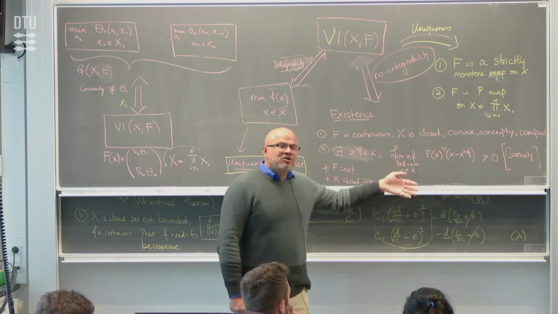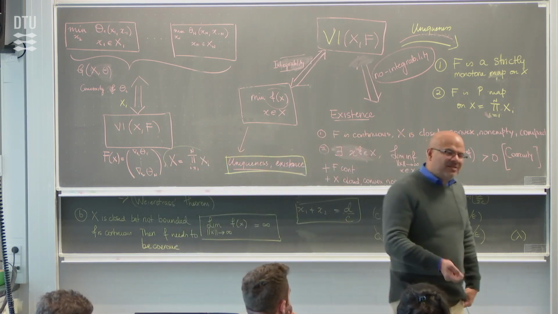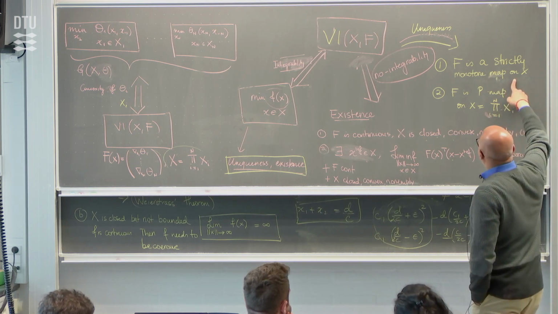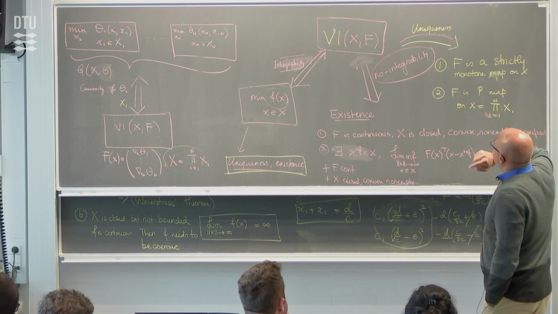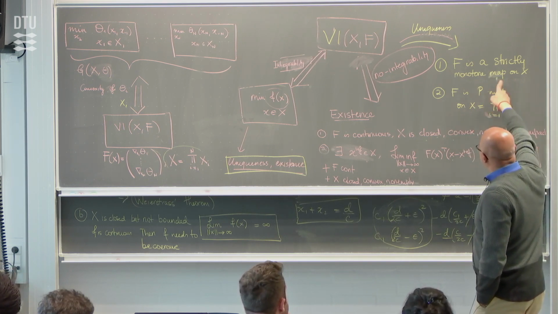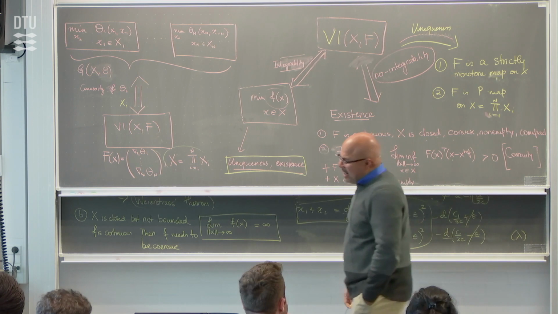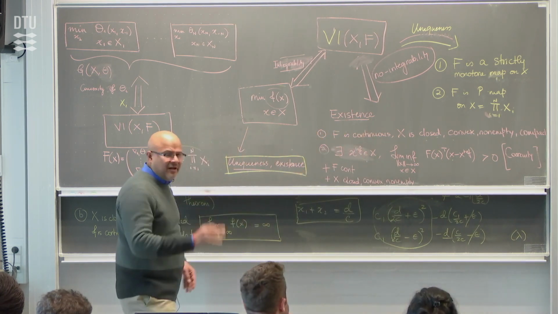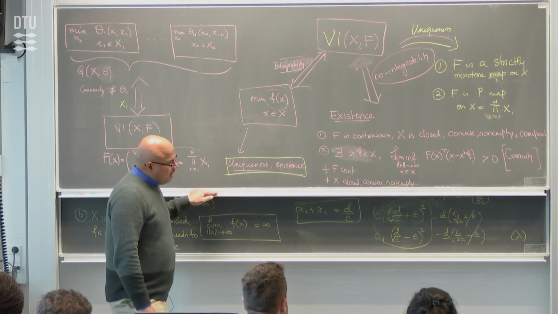Now you might say, how do you apply these conditions? Well, you need to analyze your game, and we'll do that in some cases here. And what about uniqueness? If the map is a strictly monotone map on X, then you immediately have uniqueness, assuming you have existence to begin with. And you also have it under a different condition when F is a P map, which I'll define later.